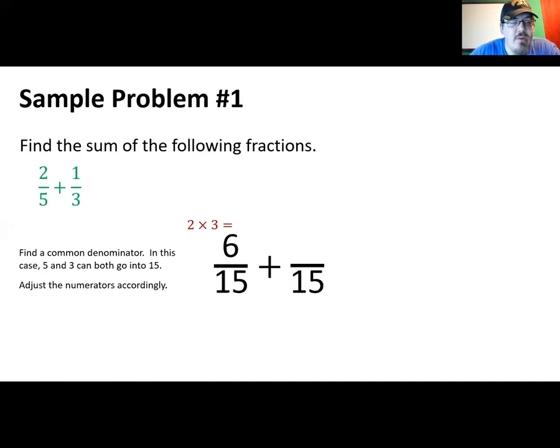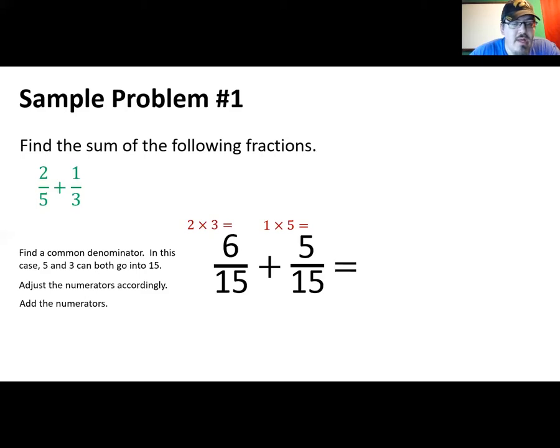We do the same thing with the second fraction. In this case, 3 times 5 gets you 15. So we're going to multiply the 1 times 5. So 5/15 is equivalent to the original 1/3. Now that I've got common denominators and now that I've rewritten the fractions in equivalent forms, I can go ahead and do the addition pretty easily.